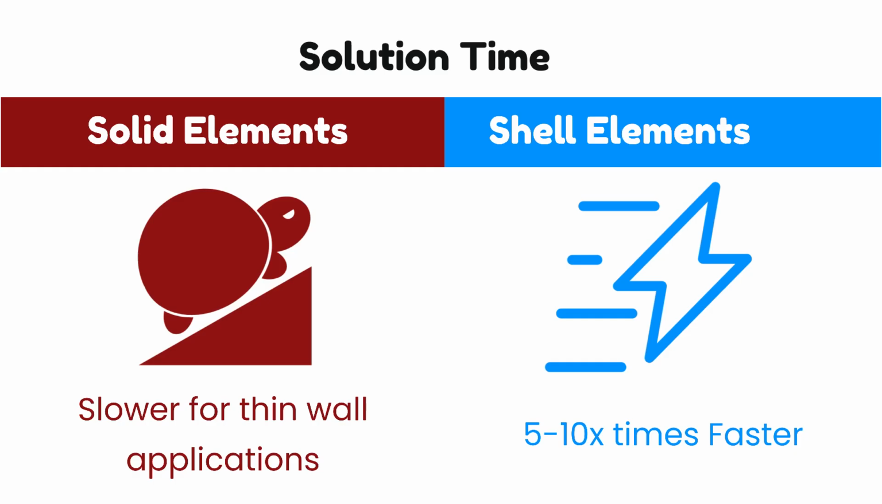Smaller elements mean smaller stable time steps, and that forces the solver to take thousands more steps to complete the same simulation time. Shell elements, however, don't have that problem. Their thickness is just a property, so the smallest dimension is much larger. That means bigger time steps, fewer cycles, and much faster runs. In practice, shell models can solve 5 to 10 times faster than solids, sometimes even more, with similar accuracy for thin structures.